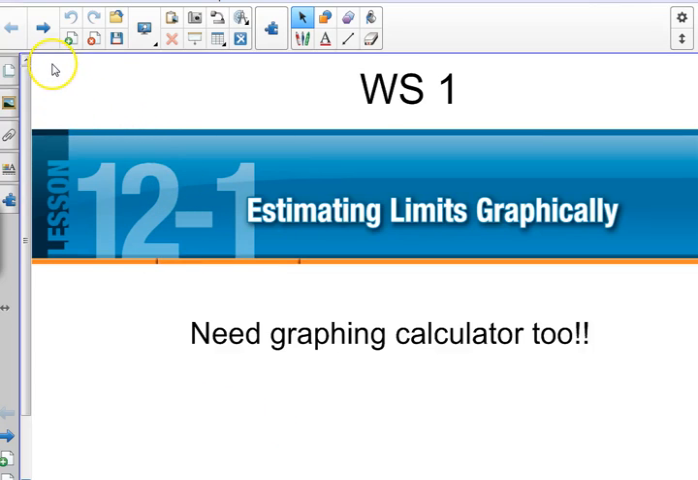All right, guys, so we are to the last topic of the year. We're going to talk about limits. We are going to do a broad overview of limits, but there's really only a specific kind of question on the test.